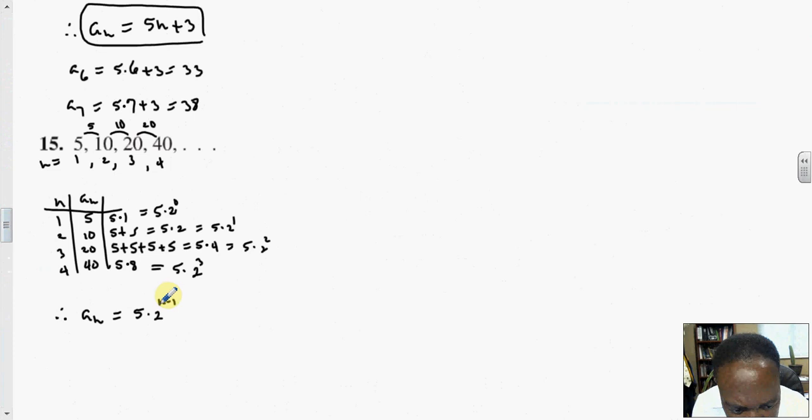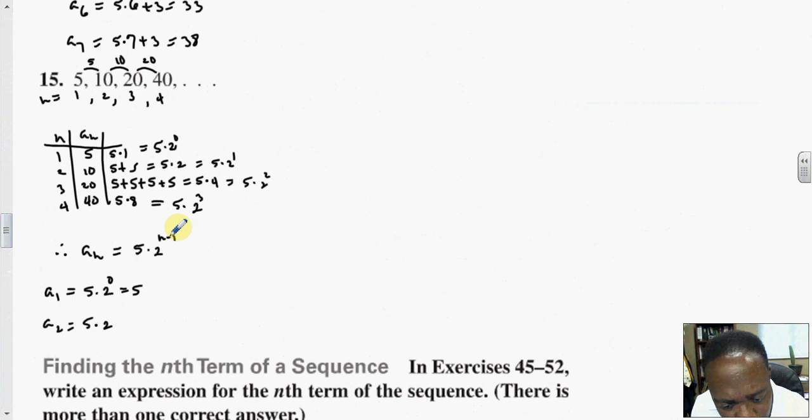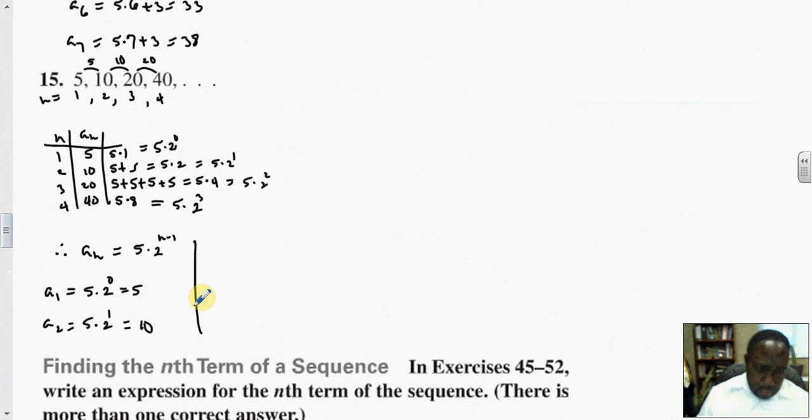So that's what 3 minus 1, I get 2. Let's see if it works. So let's say if you want to find a sub 1, this is 5 times 2 to the 1 minus 1, you get 5. But if you want to find a sub 2, this is 5 times 2 to the 2 minus 1, you get 10. Right. And so we get that, that's 10. Right. And then you get the third one, the fourth one, then you can find the fifth one and the sixth one, right?